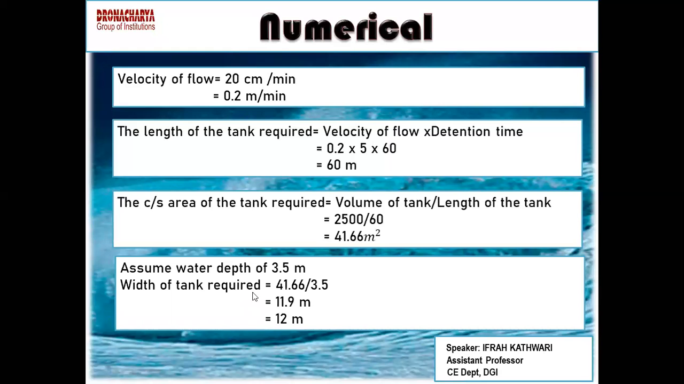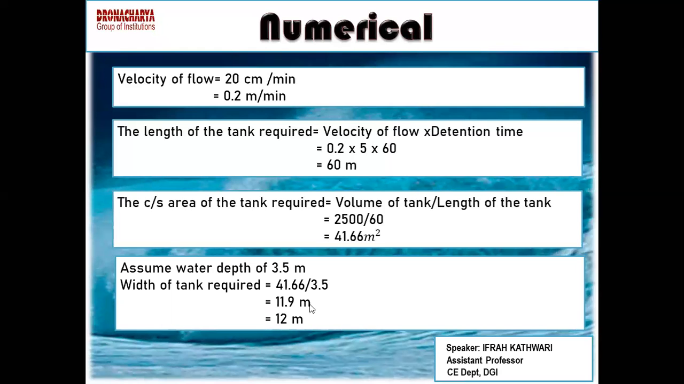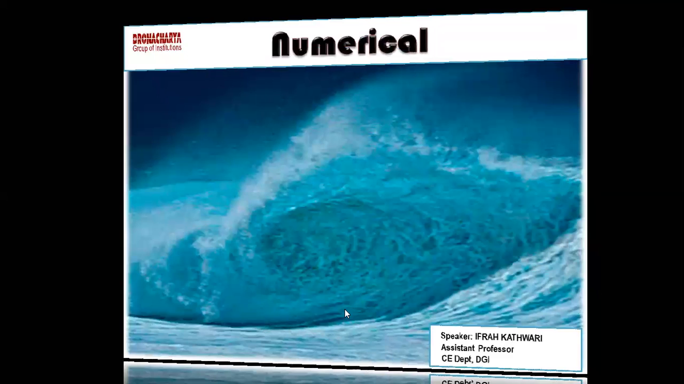The width of tank required will be this cross-sectional area divided by 3.5. Okay, so we got the width of tank also. B is also there for you. So we got L into B into H.